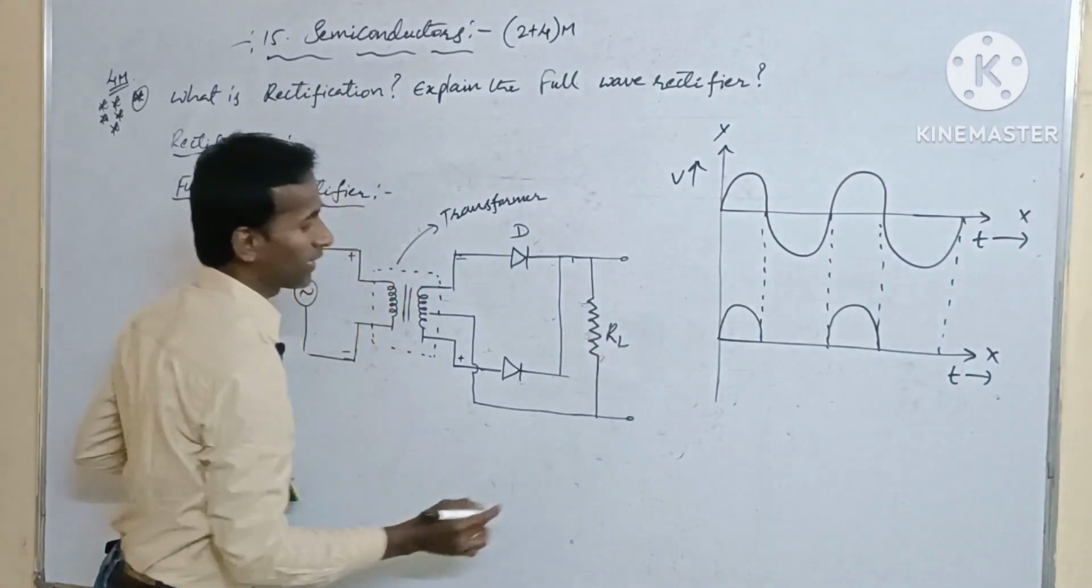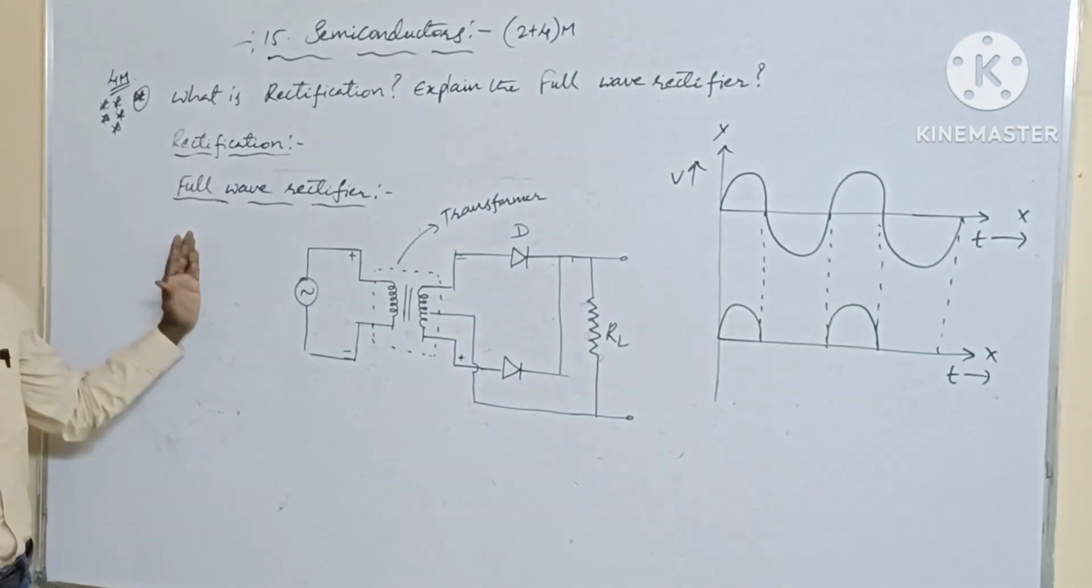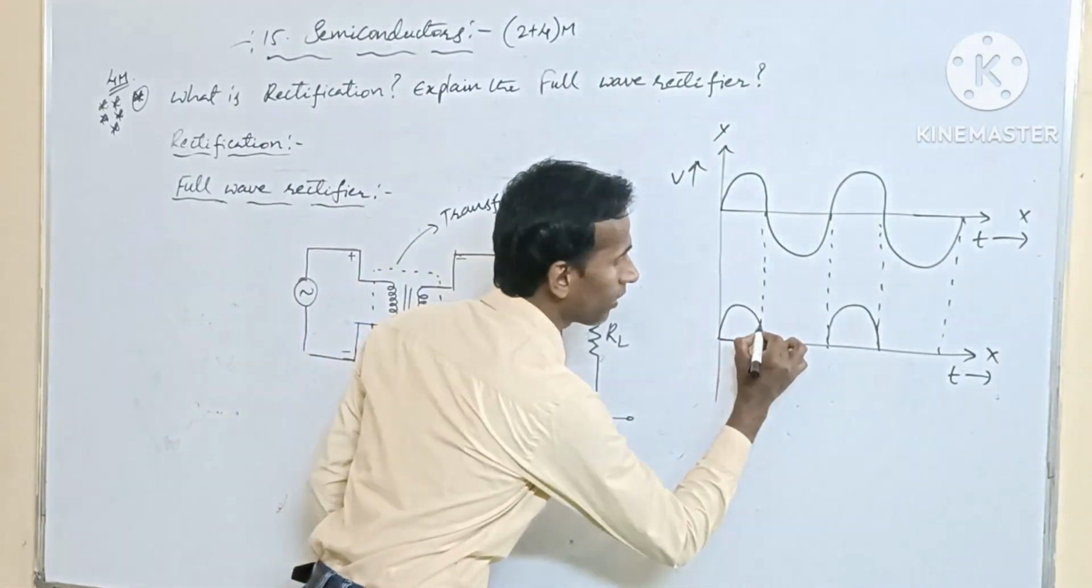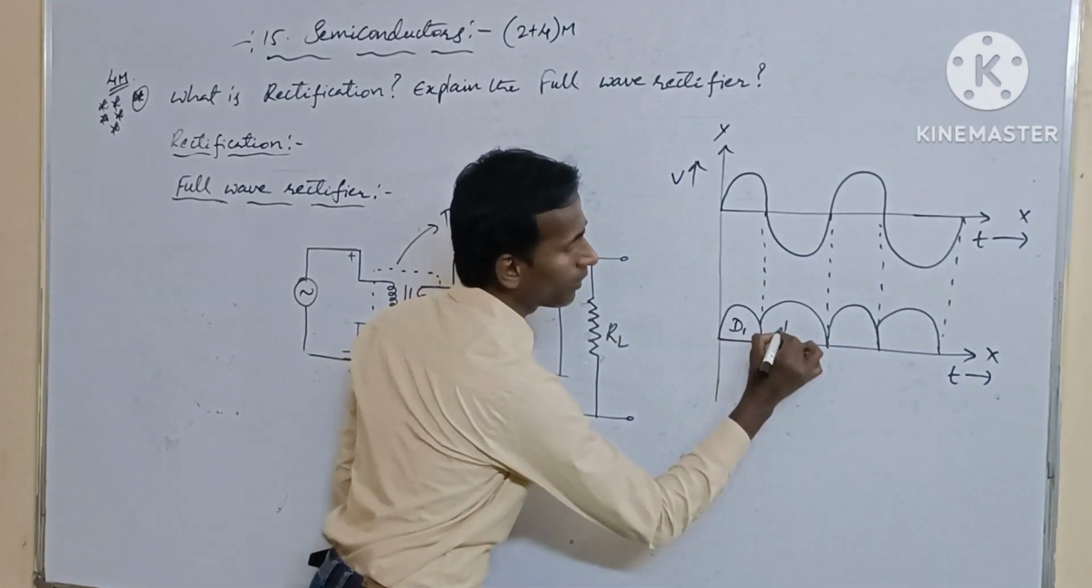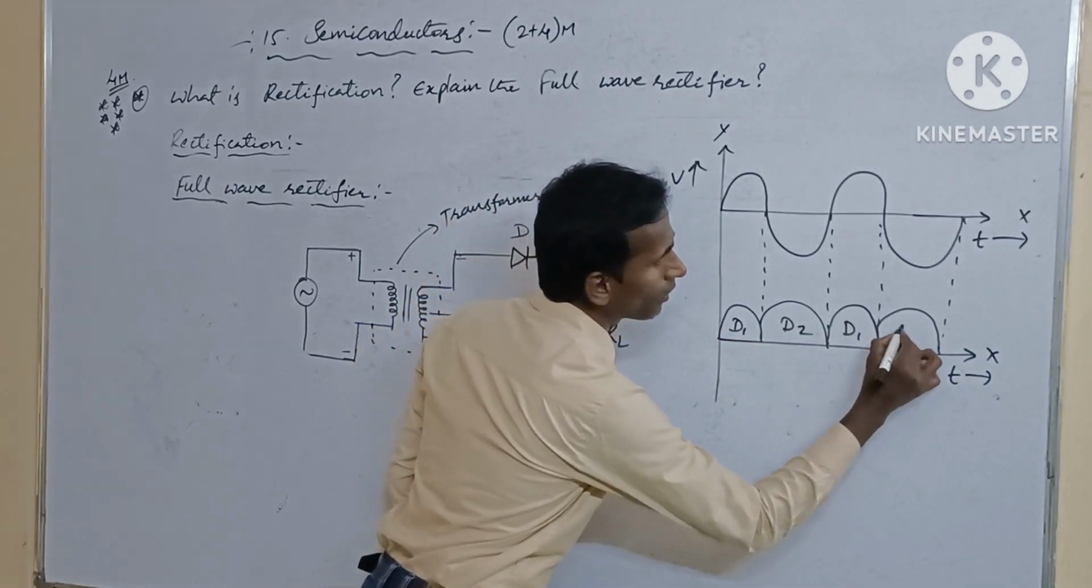This is the load resistance RL. And now, same here also, see, the graph will be the same graph. Here the output will come as D1, D2, D1, D2.